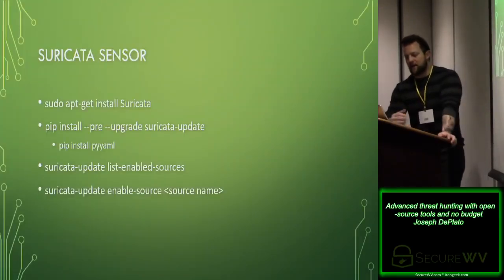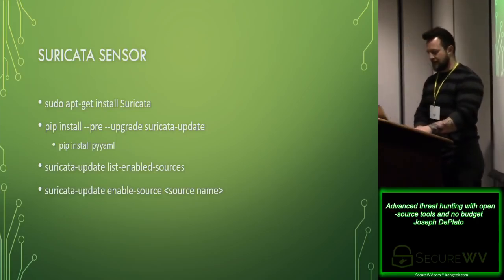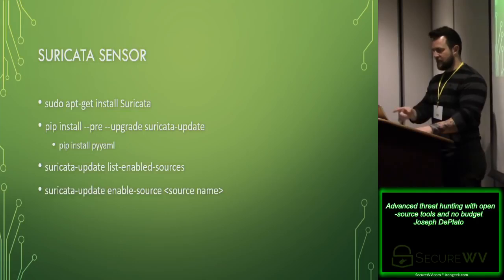So let me start from the current slide, which is installing Suricata from Aptitude. Then we're using pip to install Suricata-update. You're going to run into a problem because the PyYAML library is not installed by default through pip, which is going to make Suricata-update fail. So you need to install YAML, and then I think you have to go back through and install Suricata-update again. Or I think it works. I don't recall. Once you have that installed, you can use Suricata-update to list enabled sources.